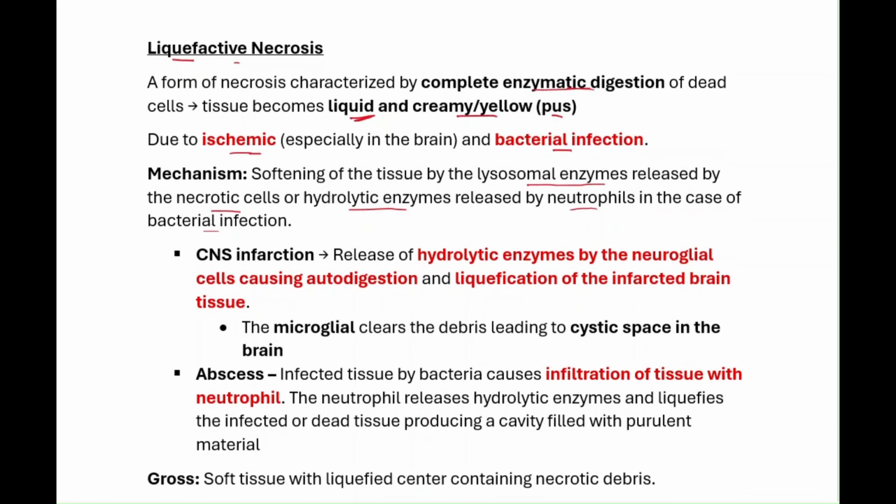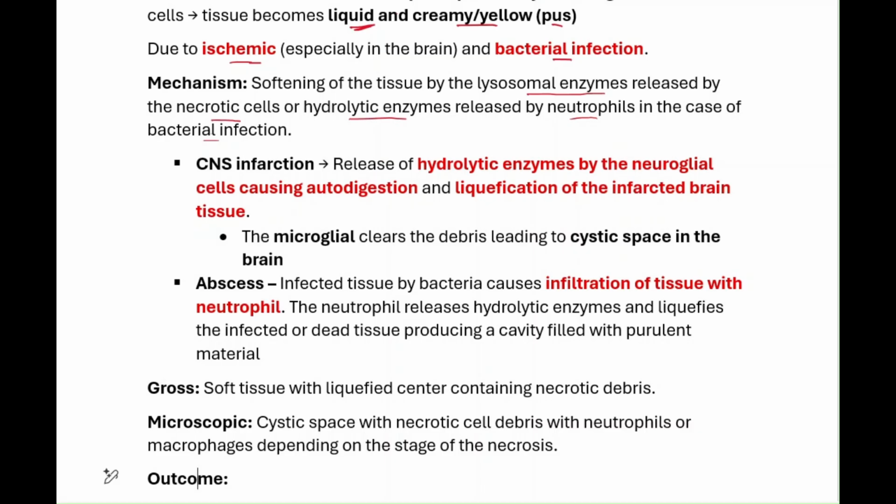So one is CNS infarction. In the brain, whenever there is CNS infarction like ischemic stroke, there is going to be release of hydrolytic enzymes by the neuroglia cells. And those hydrolytic enzymes will start to digest those tissues, right? Which is what we call autodigestion. And that will lead to liquefaction of the infarcted brain tissue.